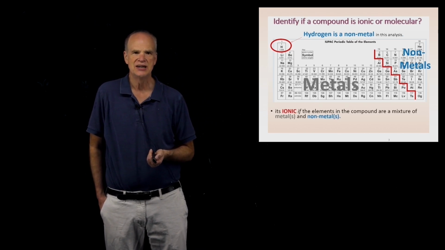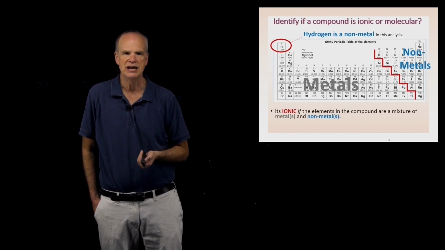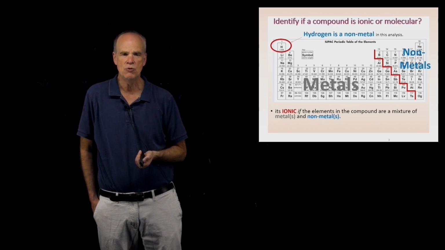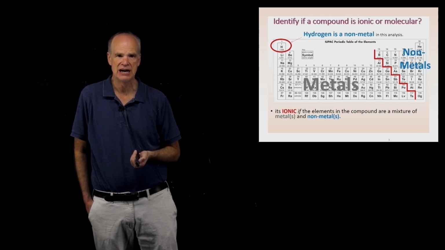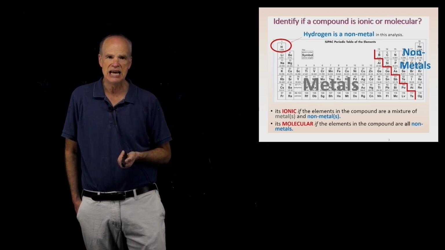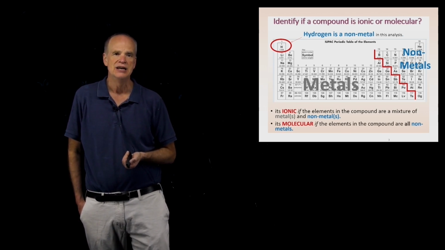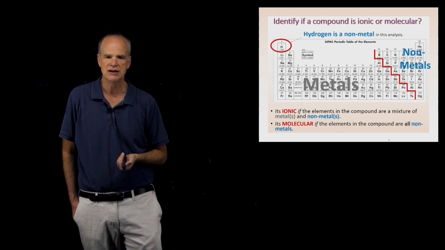So here's the basic idea. If you're looking at a compound and you see that its name or formula indicates a mixture of atoms that are metals and non-metals, that will be an ionic compound. If, on the other hand, you see that the mixture of atoms only has non-metals, then that is a molecular compound.